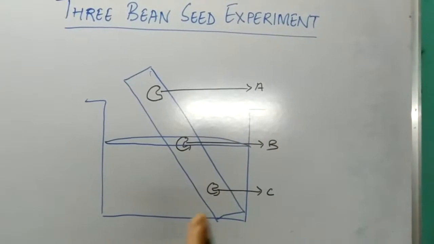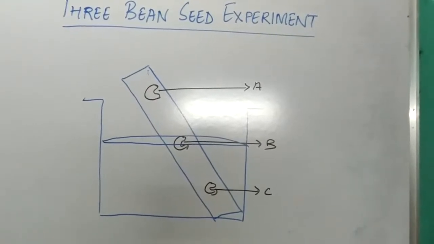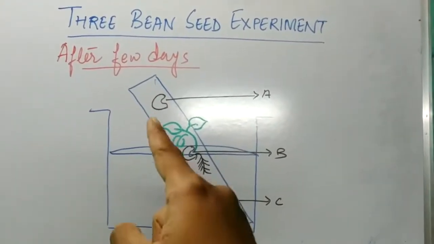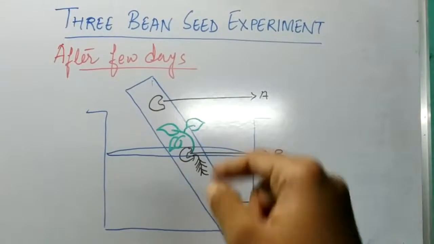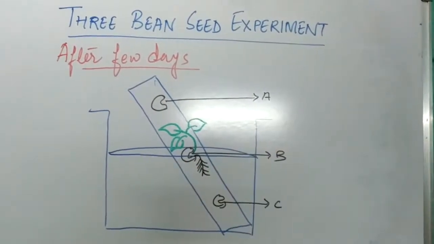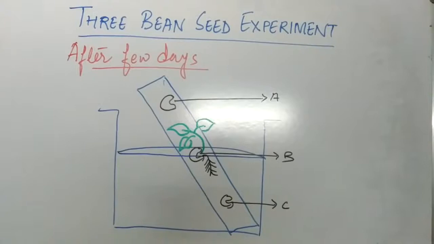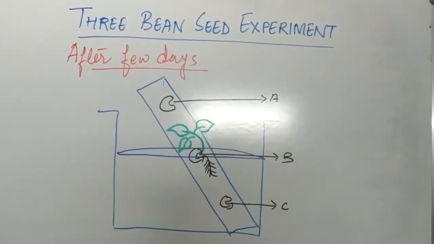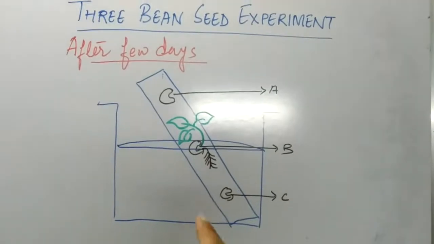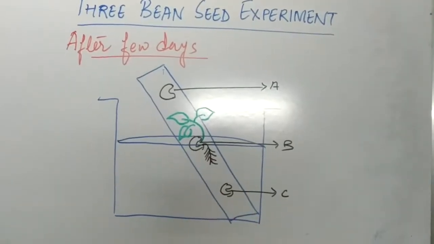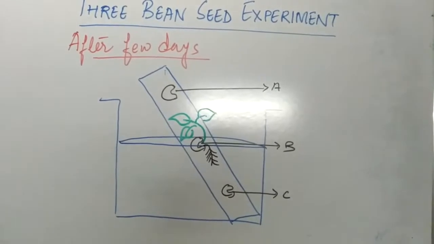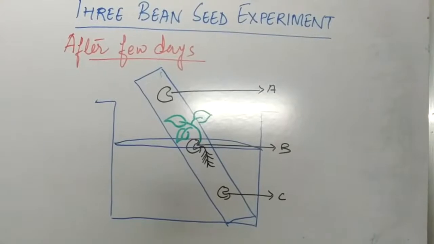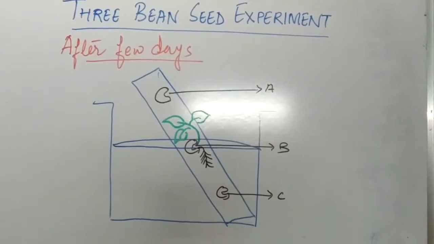Now let us see what happens after a few days. We will see that seed A will not germinate. Why will it not germinate? Because it is not receiving any water. So the seed coat will not burst, and the chemical reactions will not take place inside. In case of C, no air is available. That means no respiration is occurring. And if respiration is not occurring, then there will be no energy generation. As a result, the seed will not germinate.